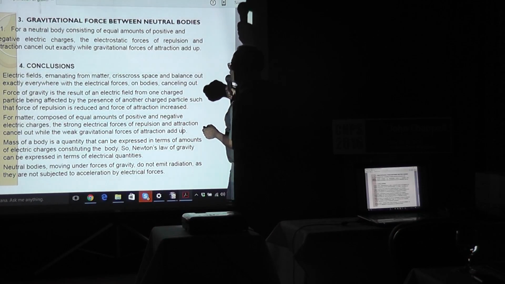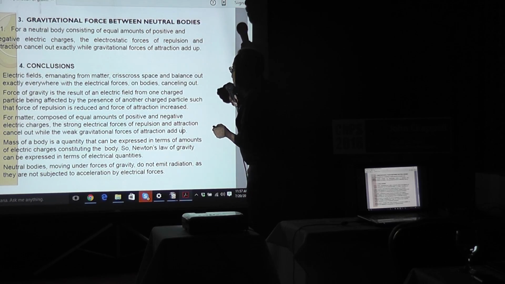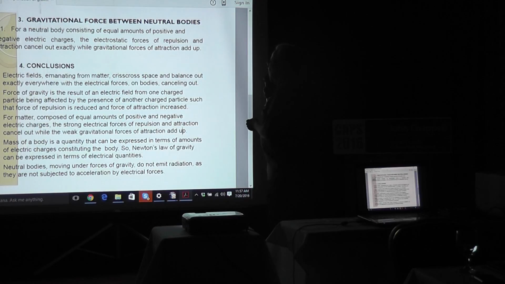Conclusion. Electric fields emanate from matter. Electric fields emanating from matter crisscross space and balance out exactly everywhere, with electrical forces on bodies cancelling out, but the forces of gravity remaining.